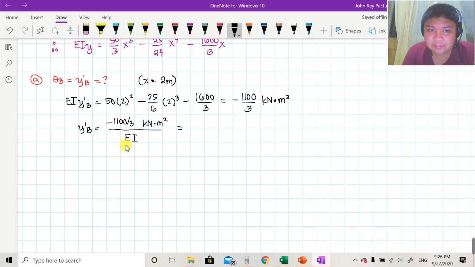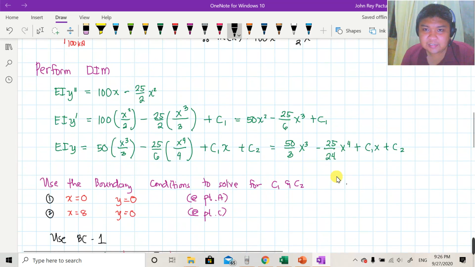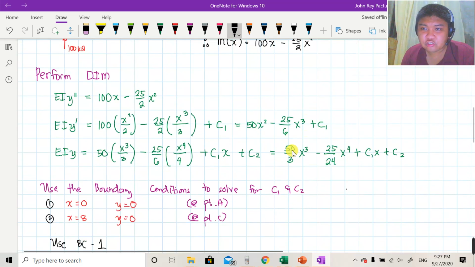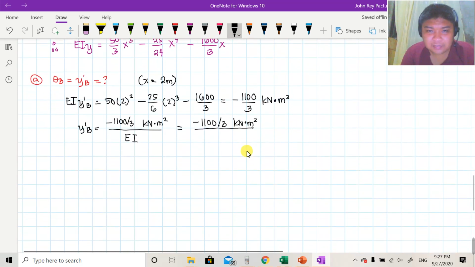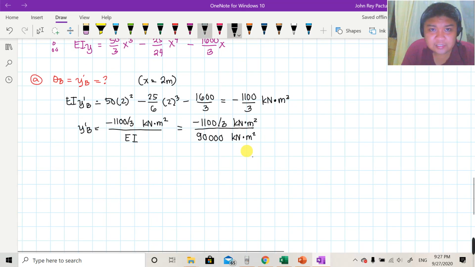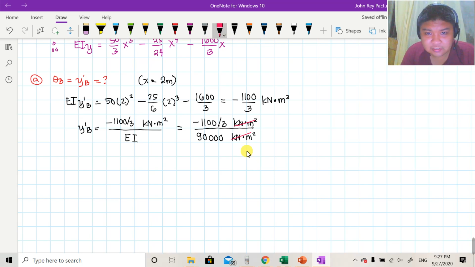So, ang magiging sagot ay negative 1,100 over 3 kilonewton per meter squared divided by ano ba yung ating EI? Kanina na-compute na natin yun class as 90,000 kilonewton meter squared. And guess what? 'Di ba? Magiging 90,000 kilonewton meter squared. Tingnan nyo class ang mangyayari sa unit, maka-cancel out.